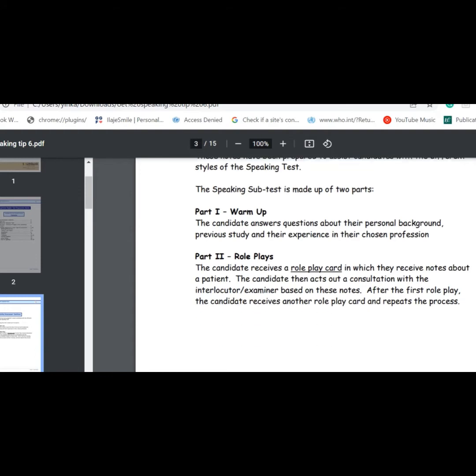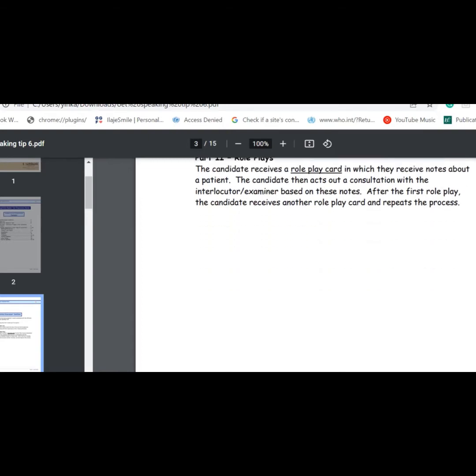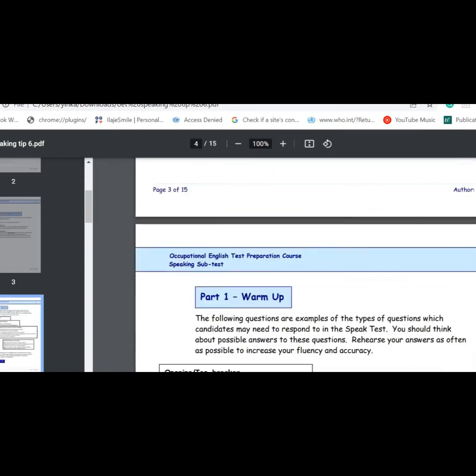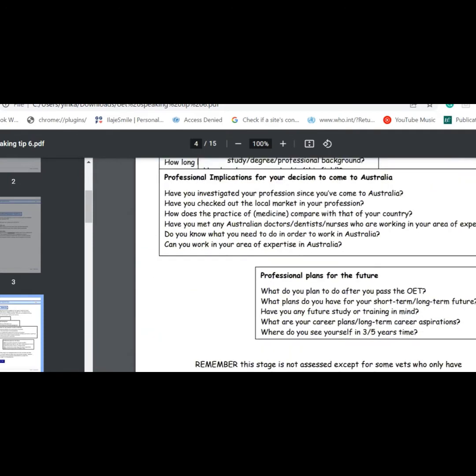Now you have part two, which is the role play. This is actually the one that will be scored. The candidates receive a role play card in which they receive notes about the patient. The candidate then acts out a consultation with the interlocutor, who is now your patient. You have two role play cards for your speaking, so that means you're going to be doing two role plays.